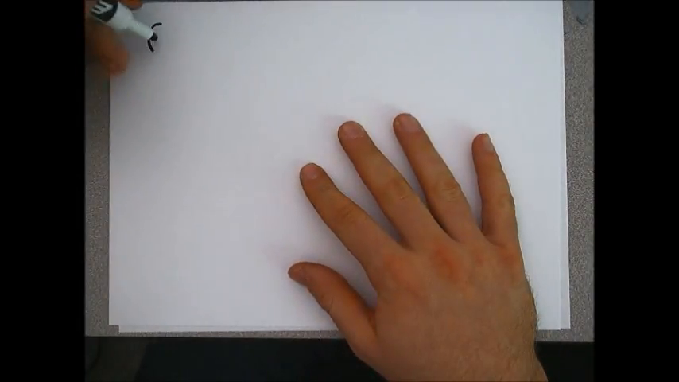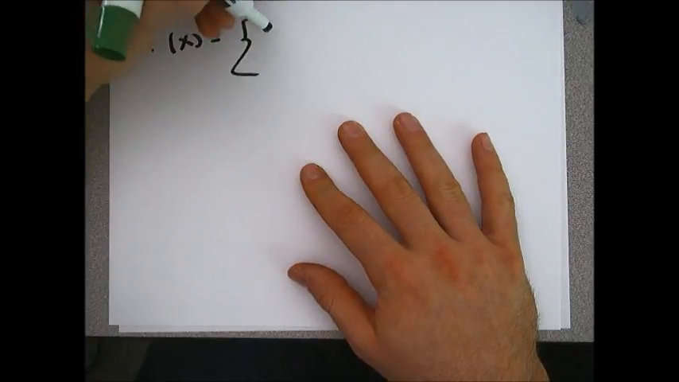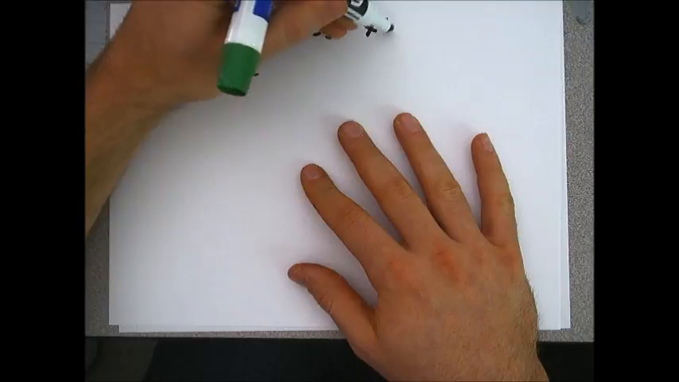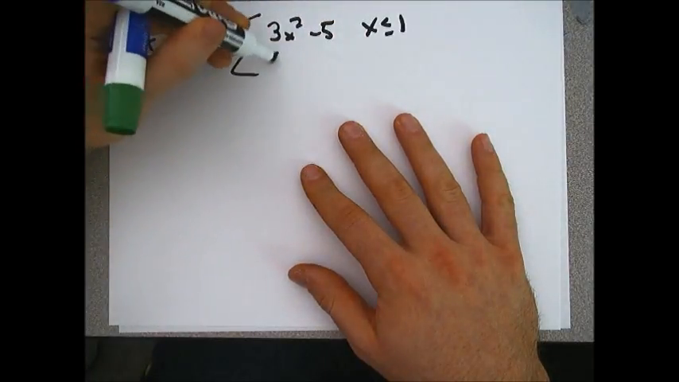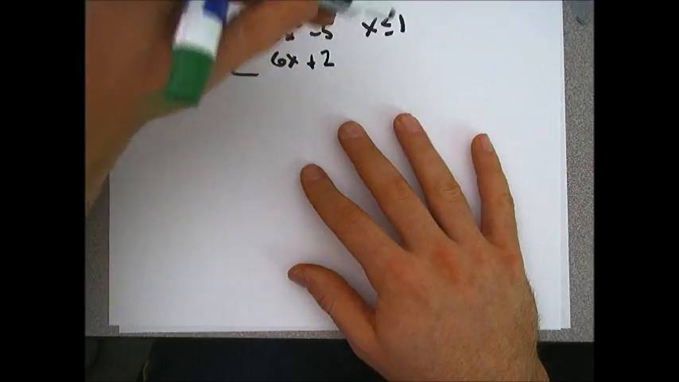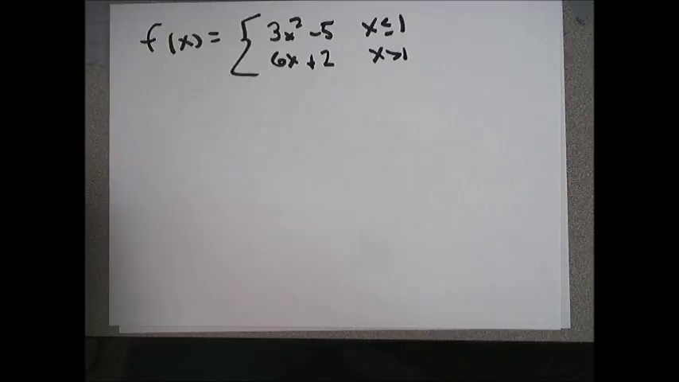Okay, for 27, they give you the piecewise function f of x is equal to, in brackets, 3x squared minus 5 when x is less than or equal to 1, and 6x plus 2 where x is greater than 1. It asks you which one of these things is true, and you have a whole bunch of choices, but you can see some of your choices also involve the derivative.